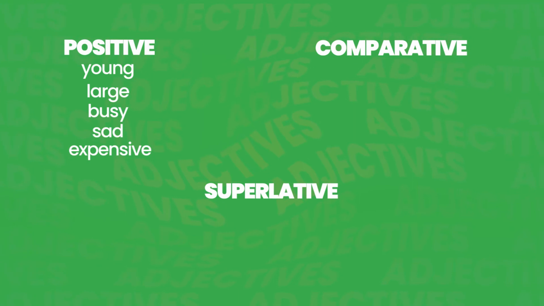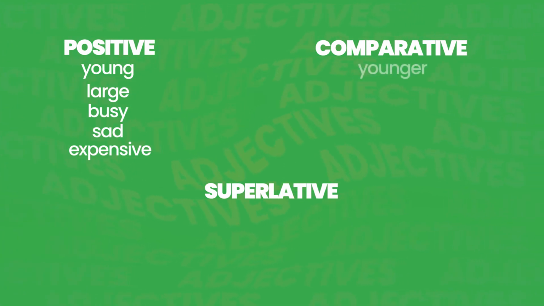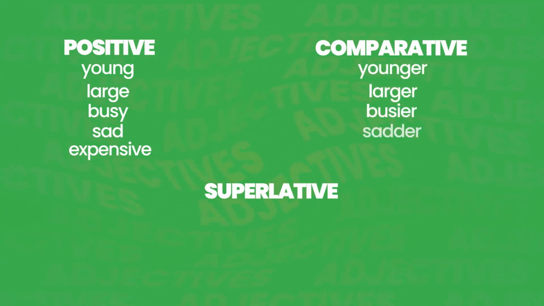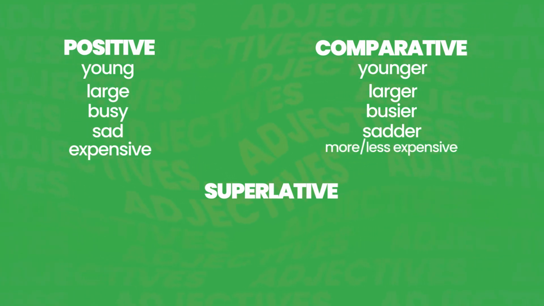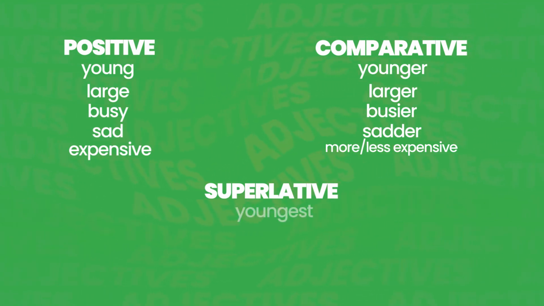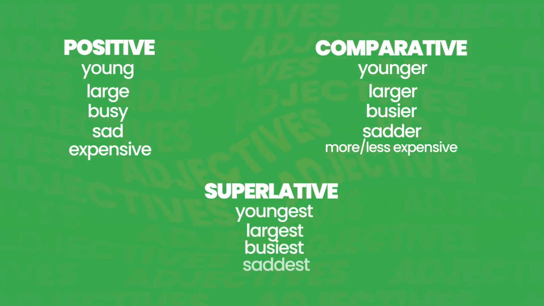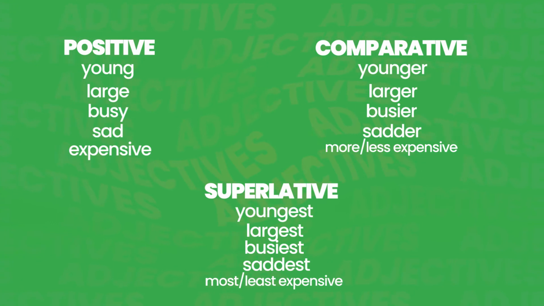What are the adjectives in the comparative degree? The adjectives in the comparative degree are younger, larger, busier, sadder, more expensive, and less expensive. What about the adjectives in the superlative degree? We have youngest, largest, busiest, saddest, most expensive, and least expensive.